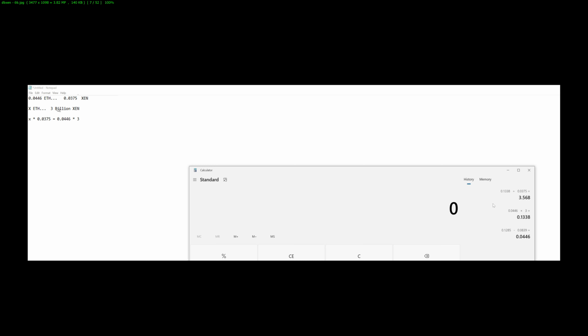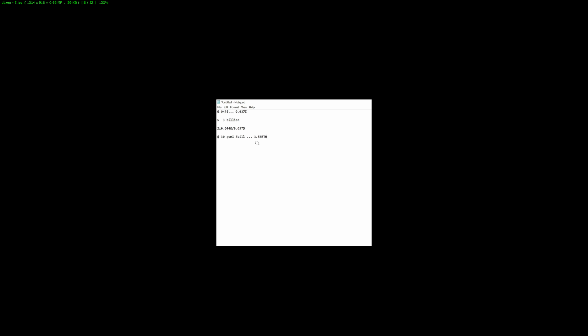You can also do this: if you have, I don't know, 3.6 ether in your wallet, but you want to know how much Zen you could burn for this amount, you could put x here, and then x equals 3.6 times blah blah blah 37.5, and then you would calculate the amount of Zen you can burn for your 3.6 ether in your wallet.